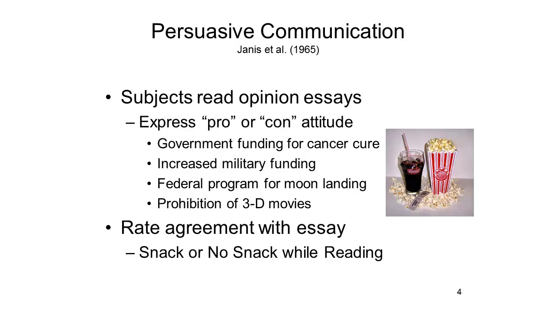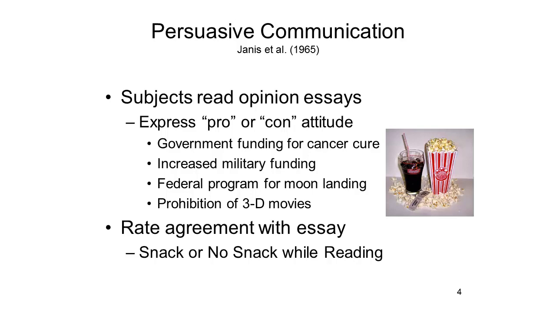In one study, Janis and his colleagues asked subjects to read a set of essays on various controversial topics. Now, this study was published in 1965. It's a genuine classic in social psychology. So the topics that Janis studied were controversial then. Whether the federal government should invest money to find a cure for cancer, whether there should be an increase in military spending, whether the government should invest heavily in the space program to put a man on the moon, and whether the viewing of 3D movies should be prohibited on health grounds.